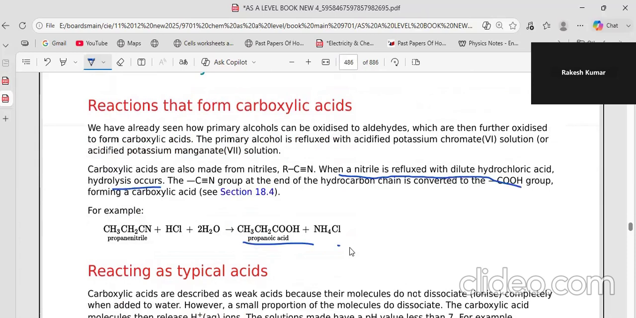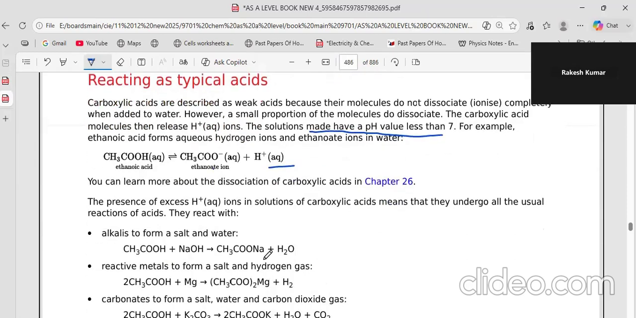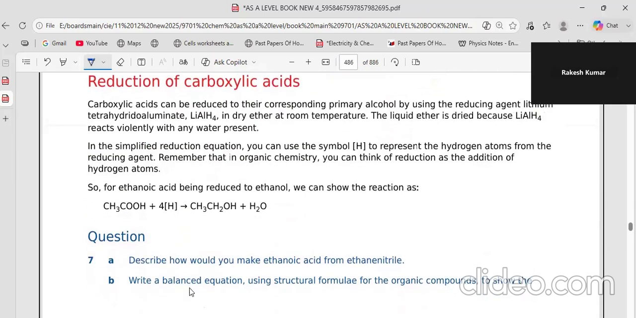We get this, and the carboxylic acid is a typical acid with pH less than 7. It's got H+, and because it's acidic, it reacts with NaOH, metals and carbonates to give salt, CO2, H2O, hydrogen gas, like normal acids do. And if you reduce carboxylic acids, they will turn back into alcohol.